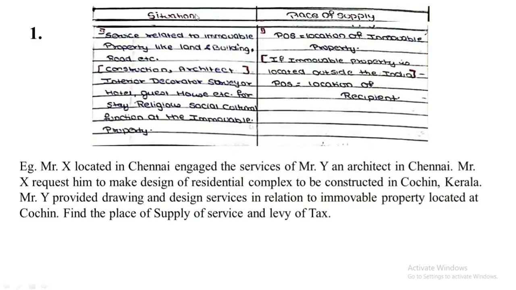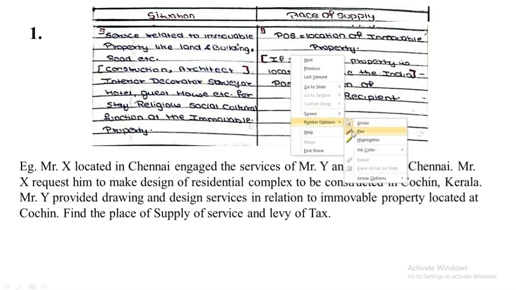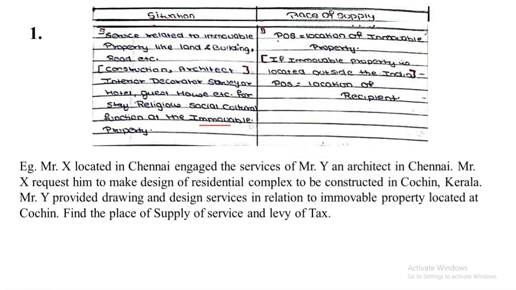Number 1, the first situation is services related to immovable property like land and building, road, etc. That can be in the form of construction, architecture, interior decorating, survey, hotel or guest house for staying, or for religious, social, cultural function, or at any immovable property. So this is a basic rule based on immovable property. If there is any service related to immovable property, your place of supply will always be the location of immovable property. That's the most important thing that you have to remember.